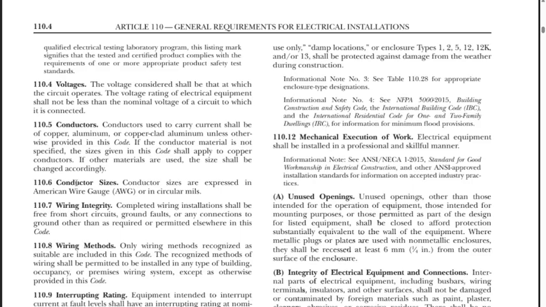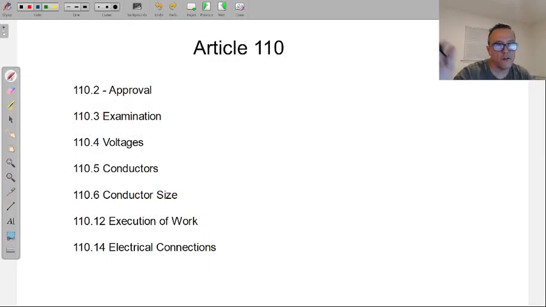All right, the next one, 110.6, conductor sizes. And the only thing you have to know here is this: AWG means American wire gauge. Now, all wires are assigned a size. All right, that's going to come up further down the line. We're not going to be exploring that right now. Right now, we're simply going to be exploring the wires and going through the sizes based off of the AWG, the American wire gauge of the wire.